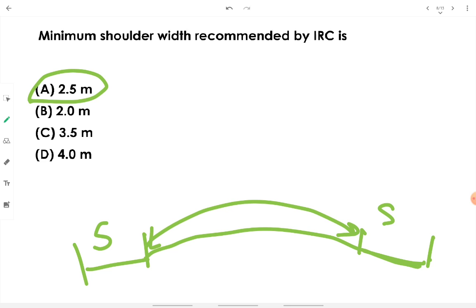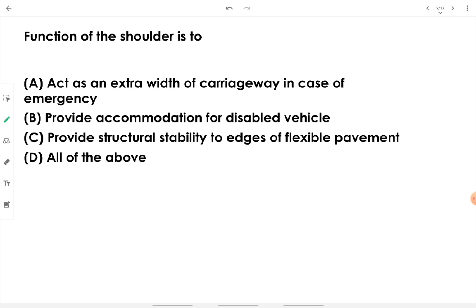Let's go to the next question. We just saw the shoulder, and now let's see the function of the shoulder. The function of the shoulder is to act as extra width of the carriageway. We just said this point. In case of emergency, we use the shoulder for parking or for repair works, or for any other purpose in which we don't want to disturb the ongoing traffic on the main carriageway. We will park our vehicle over that shoulder. Therefore, it acts as an extra width. Yes, we do use that shoulder.